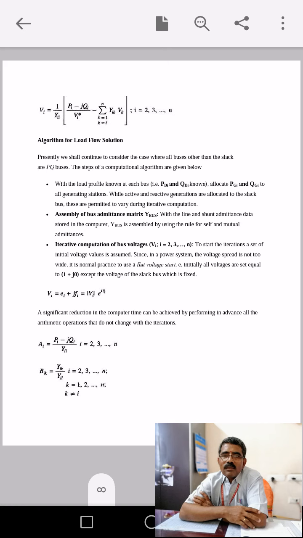The algorithm also follows the same thing that we discussed. The first and foremost step is to formulate the Y bus. You should assemble the Y bus. After forming the Y bus, we update the voltages through n iterations at the second, third, fourth, etc. n buses.